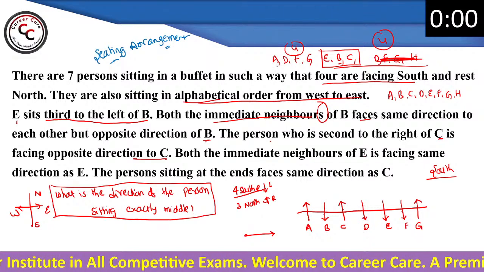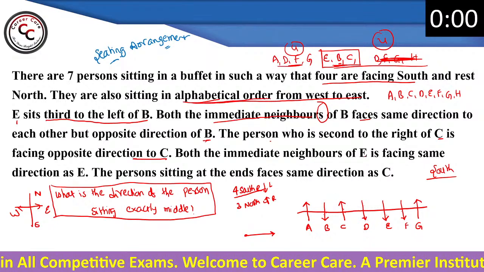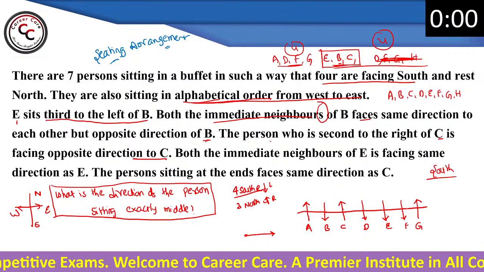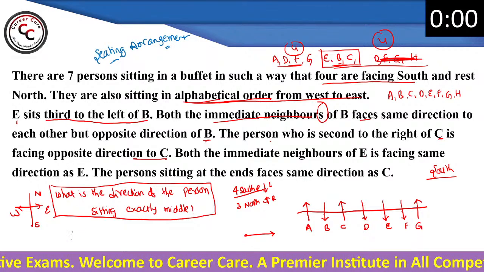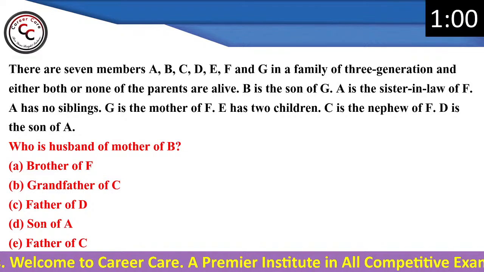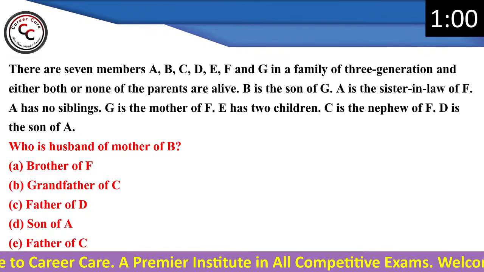No doubt persons' names are not given. But as they are in consecutive alphabetical order, we can take the alphabets in this particular manner. No problem at all. Then the next question on the screen. So look at this question, try to go with the family tree and tell me the correct answer.